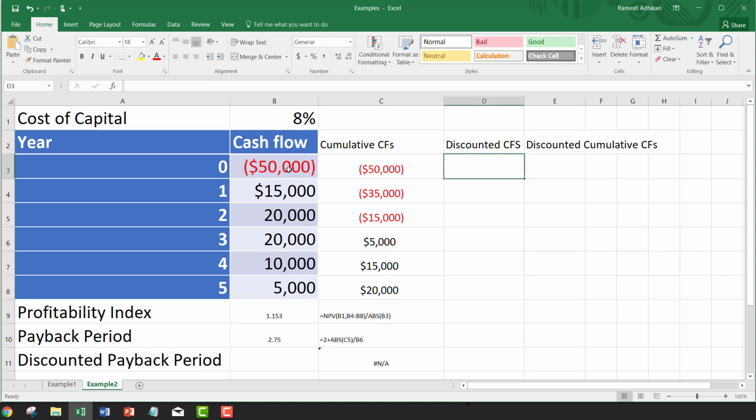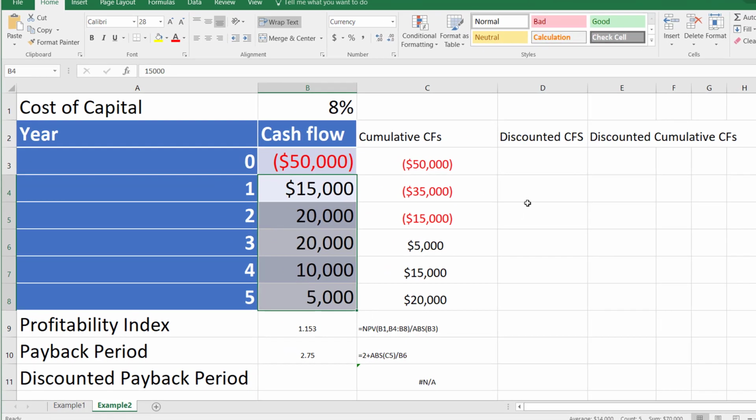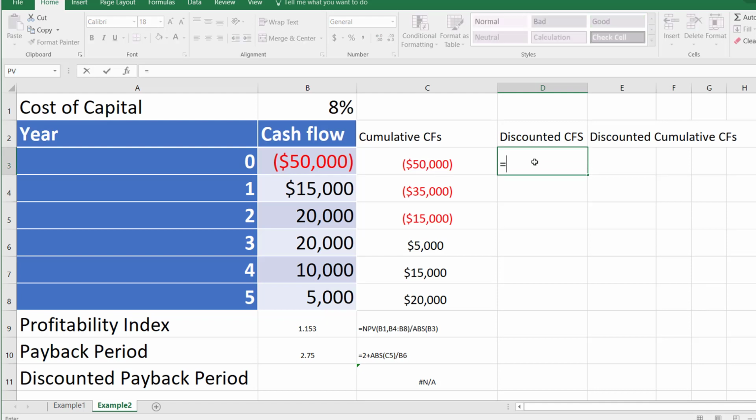So what does discounted cash flow mean? These are the cash flows without discounting. If you discount them, what will be the cash flow? That is the discounted cash flow. Meaning all the future cash flows are computed in terms of what the cash flow would be in period zero. So for year zero, the discounted cash flow is going to be the same.